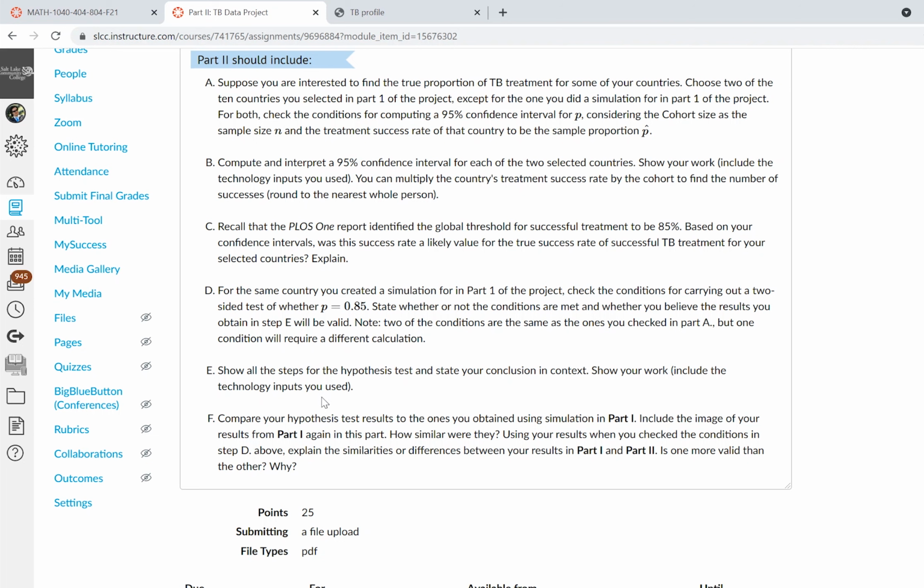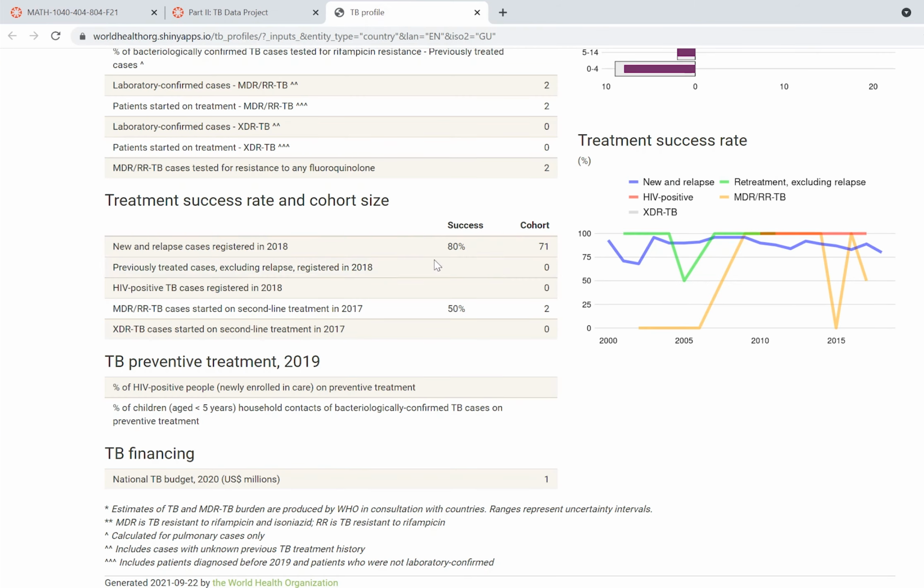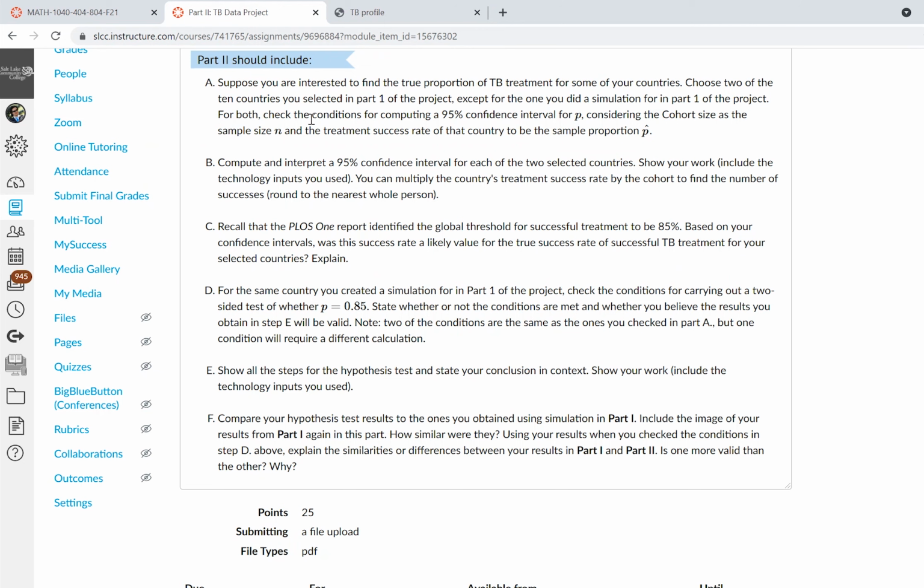For part E and F, this continues the hypothesis test. E asks you to complete and do the rest of your hypothesis tests, which would include making your two hypotheses around the assumed value of 0.85. These should be similar to the hypotheses that we had in part 1 of the project. Create your hypotheses, gather your data, which we have from our TB profile here, and then you can find the appropriate z-score and see how far away that is. Calculate the p-value for it.